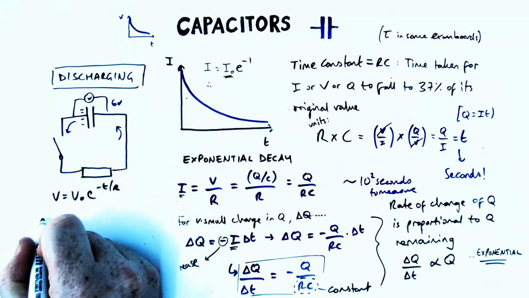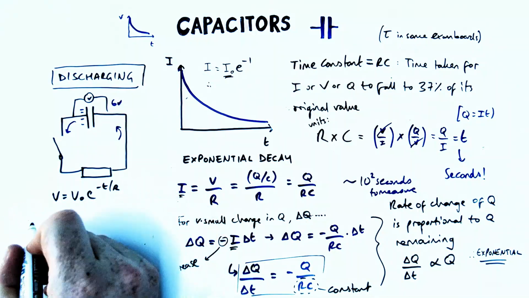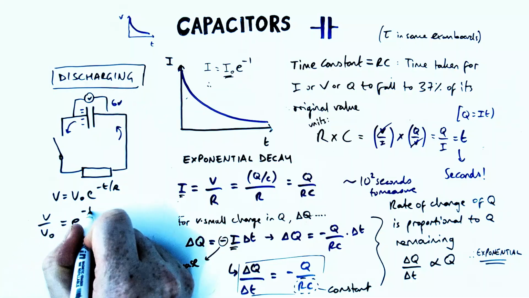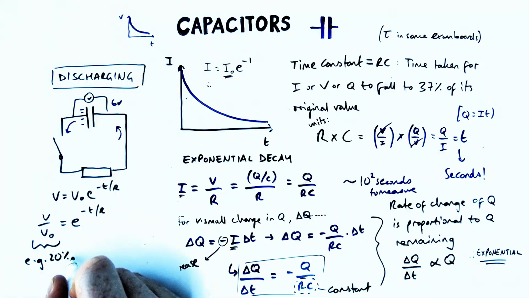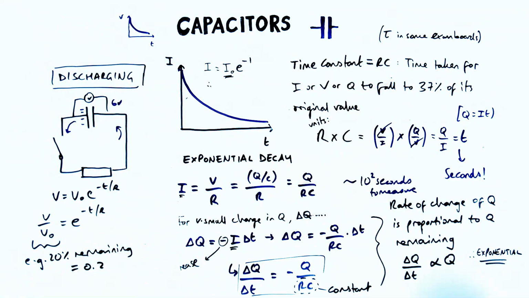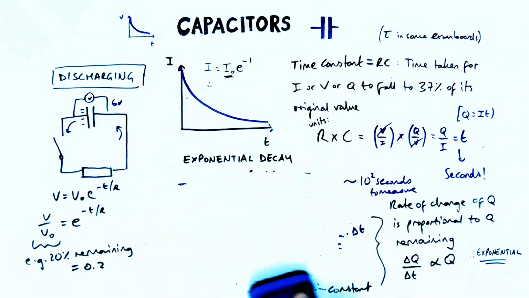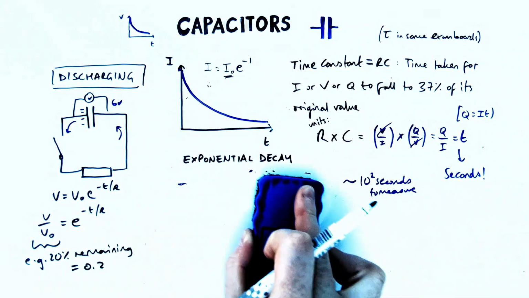A really common type of question you could get doesn't give you V or V naught, but they'll give you an expression like, I don't know, 20% of it is remaining or 5% of it is gone. In that case, it's really important that you divide V by V naught, and then you can have V over V naught equals e to the power minus t over RC.